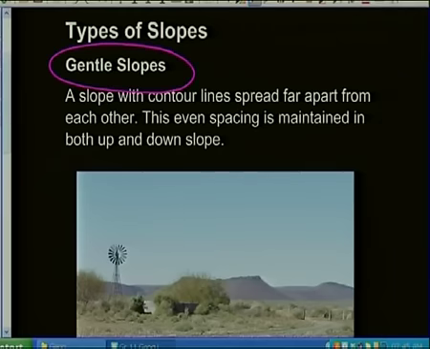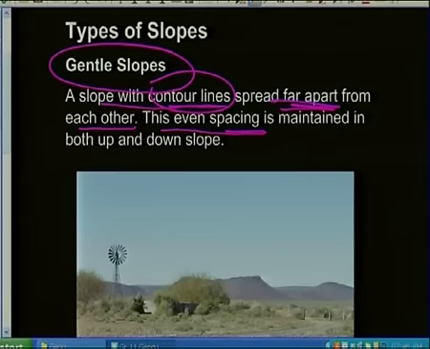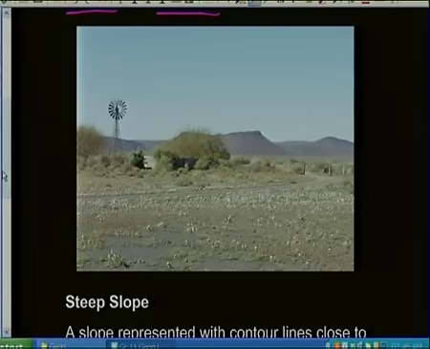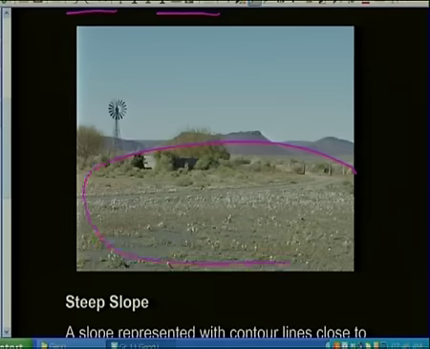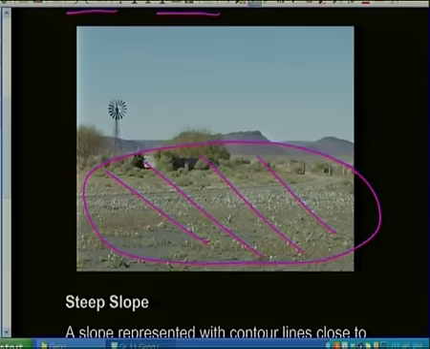Now we will look at types of slopes. The first type of slope we refer to is a gentle slope. A slope with contour lines that are spread far apart, very important, from each other. Any gentle slope, the contour lines are far apart. This even spreading is maintained in both up and down slopes. We have a photograph to describe to you and show you what a gentle slope is. If we refer to this particular area here of this photograph, you will see that it's largely a flat surface. This flat surface best describes a gentle slope.